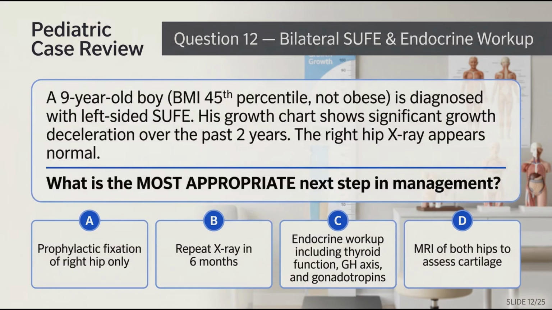Option A. Prophylactic fixation of the right hip only. Option B. Repeat X-ray in 6 months. Option C. Endocrine workup including thyroid function, growth hormone axis, and gonadotropins. Option D.